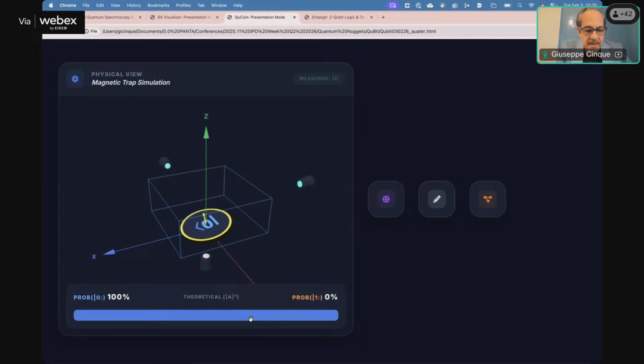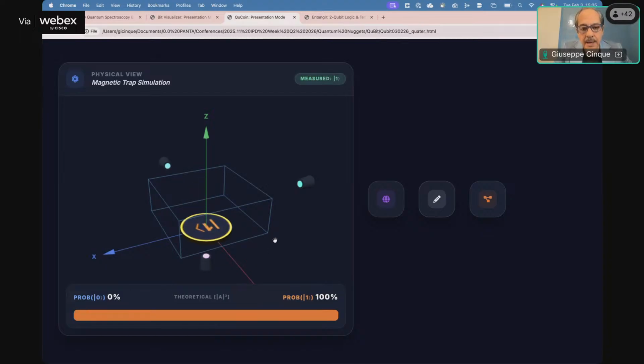So let's try. Let's measure. Oh, not good. Still 0. So what I can do is maybe put it in this position where it is 50-50, or almost 50-50. Yeah, like this. Let's try now to measure.